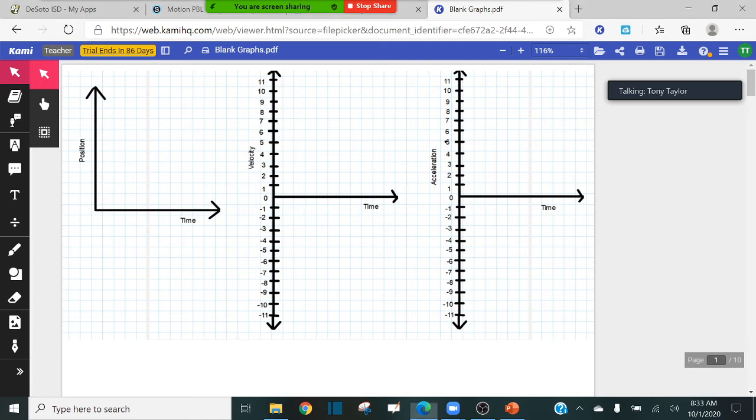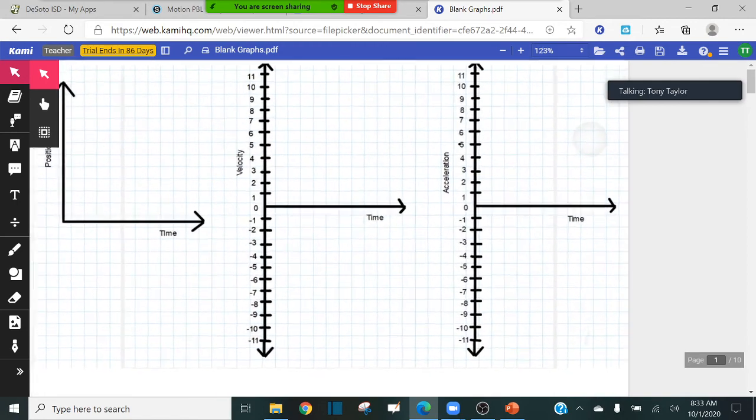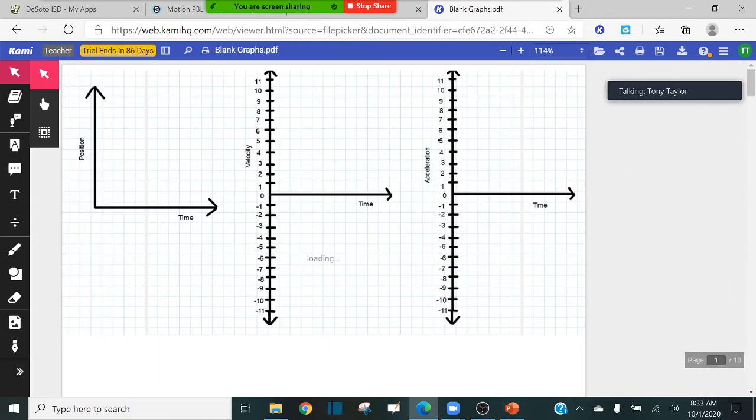Okay, now, guys, in physics, there are three major types of graphs that we deal with. We deal with position time graphs or distance time graphs. We also deal with what is known as velocity time graphs, and we also deal with what is known as acceleration time graphs.